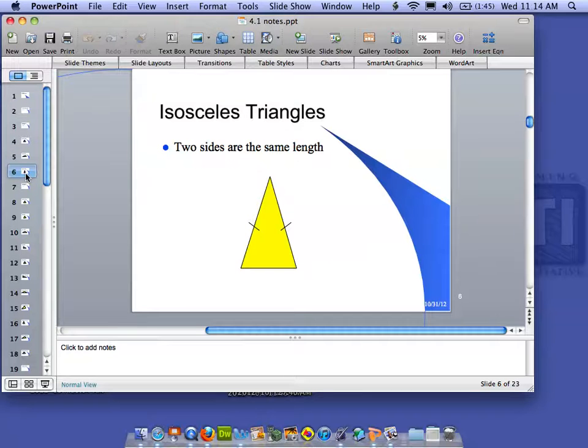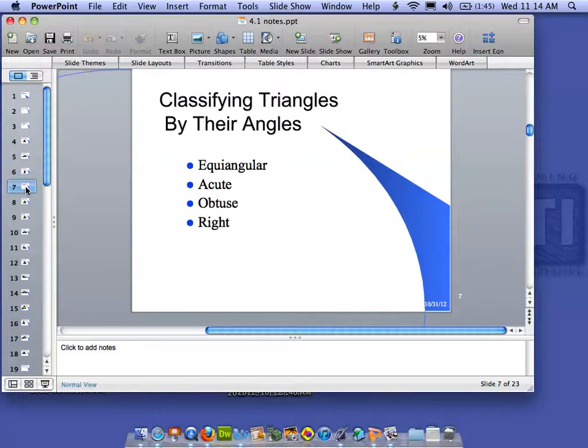And isosceles is a triangle that has two sides the same length. And drawing it like a teepee is probably the way you first learned isosceles triangles. When I classify triangles by their angles, I can call them equiangular, acute, obtuse, or right.